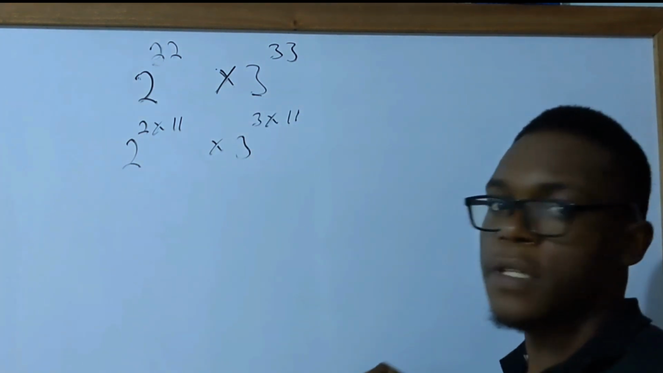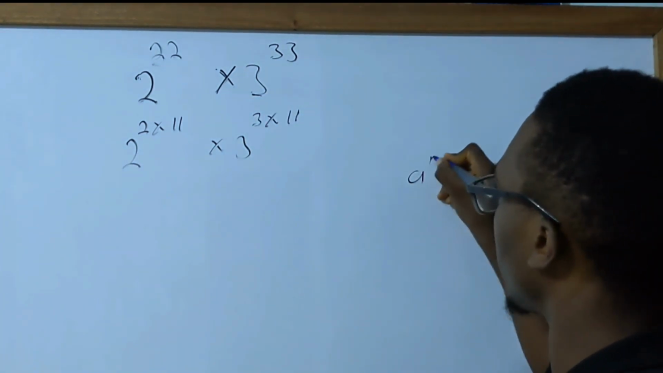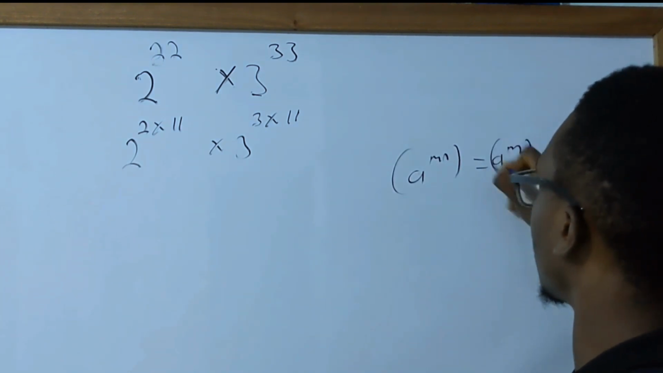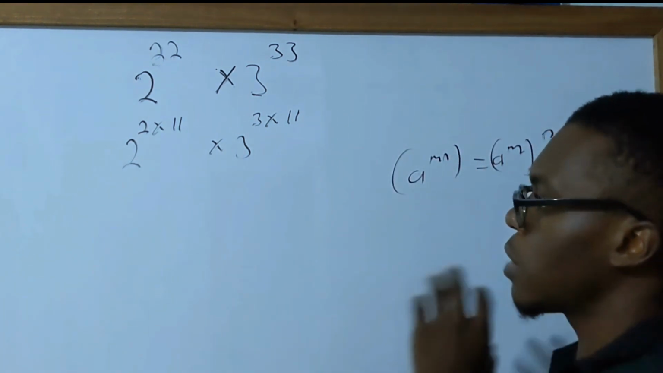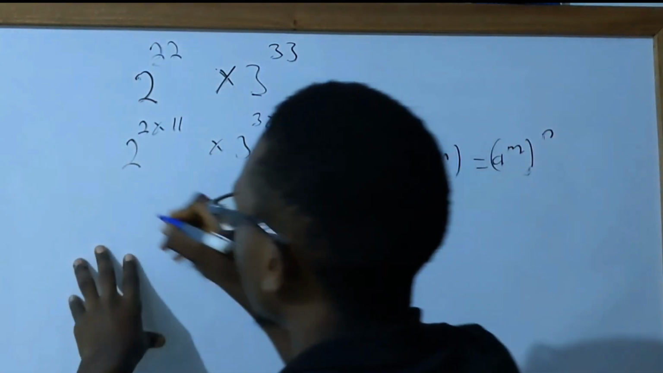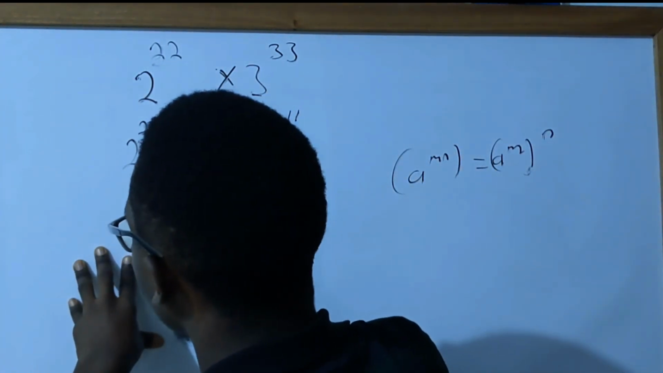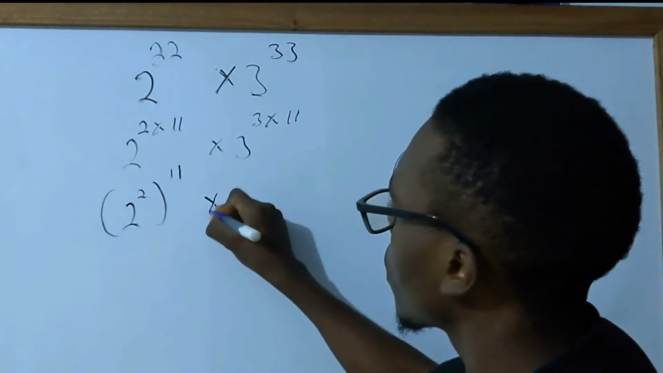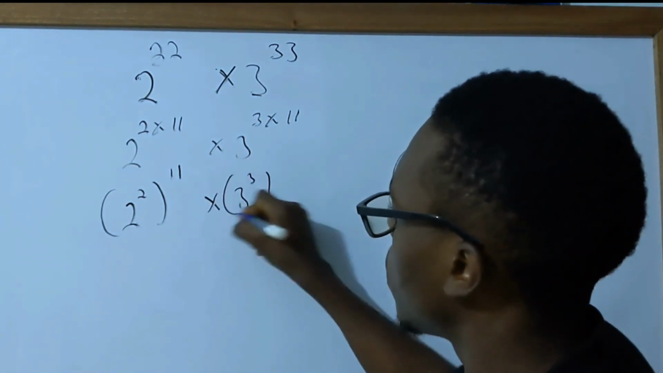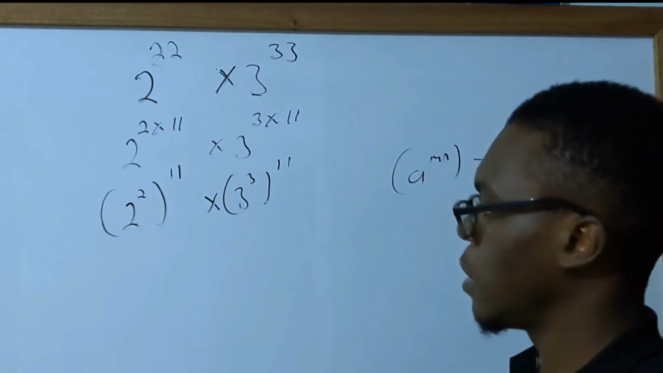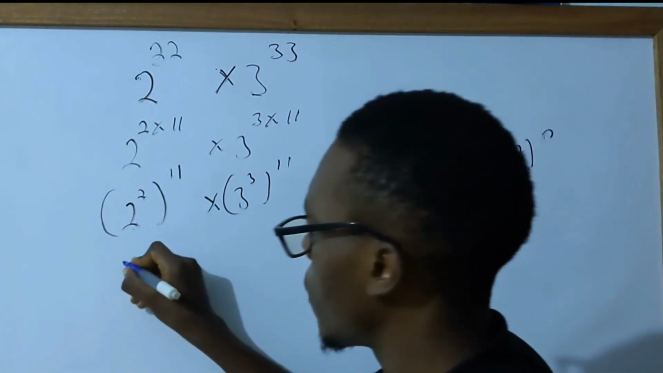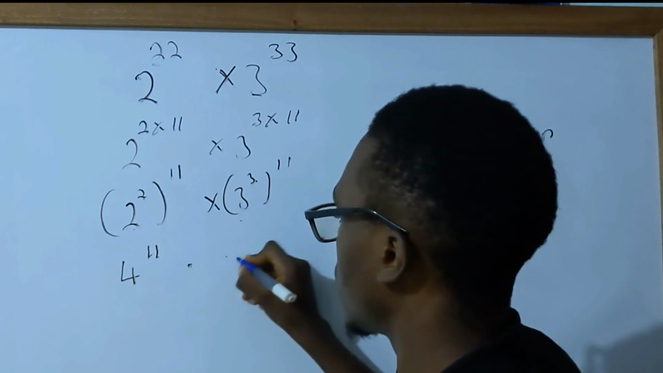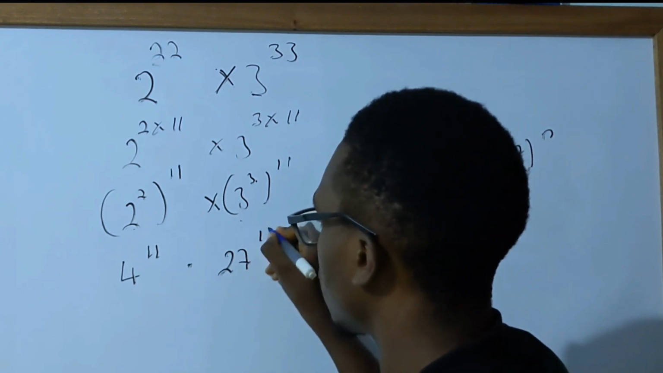From the basic principle of indices, we know that a to the power mn is equal to a to the power m, all to the power n. Hence, applying it here, we're going to have 2 squared, all to the power 11, times 3 cubed, all to the power 11. Hence, we're going to have 2 squared, that will be 4, all to the power 11, times 3 cubed, that is 27, all to the power 11.